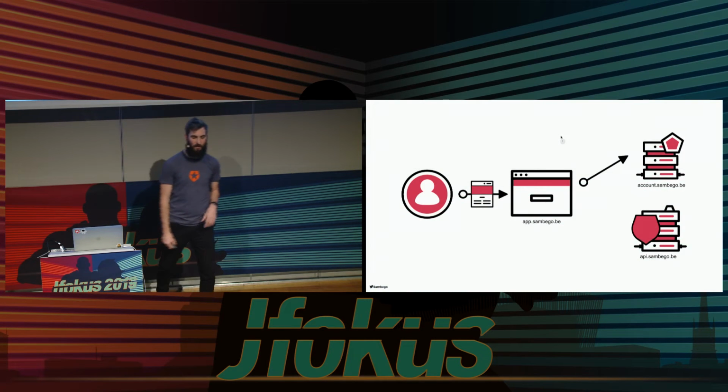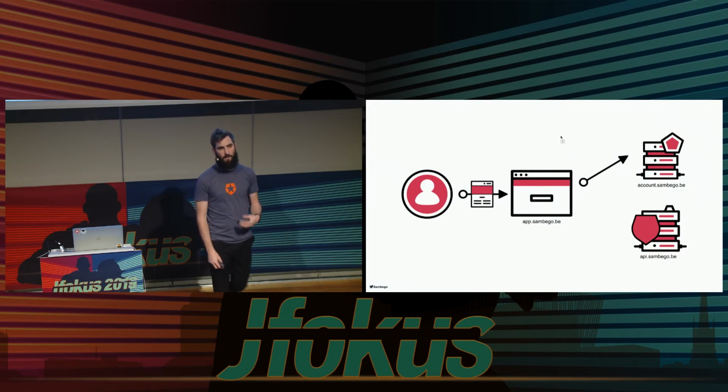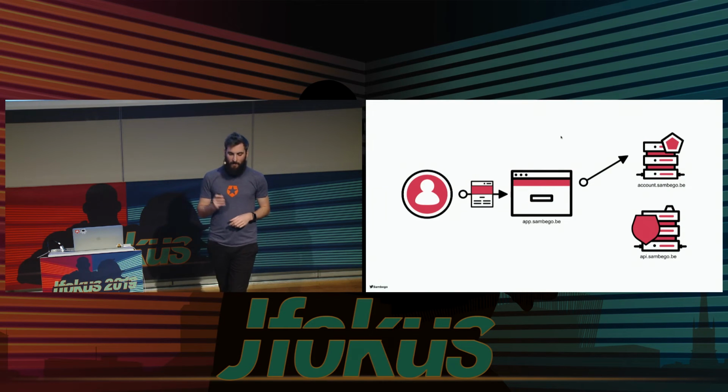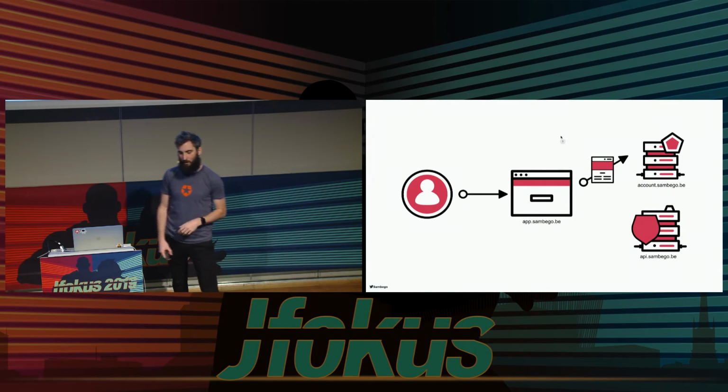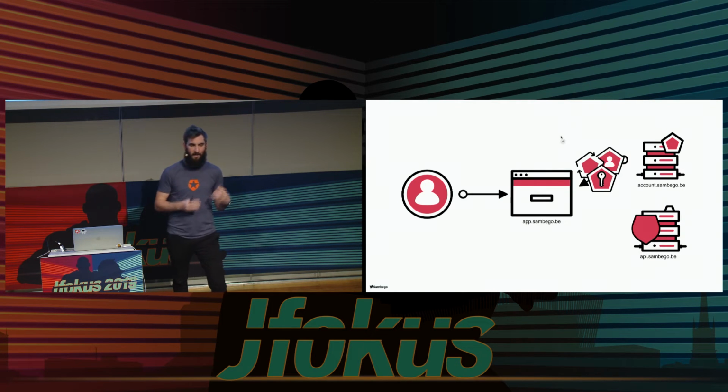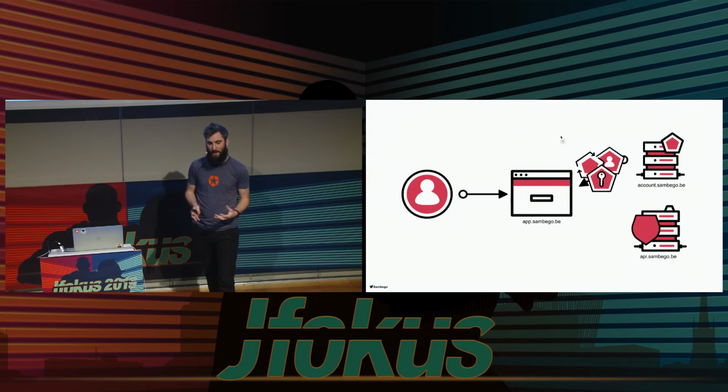So let's look at a simple example. You have a single web page, a single page application, and instead of having one server, now we have an authorization server, accounts.samego.be, and then our just regular API. We pass along some credentials to this authorization server. If they're OK, we get back an access token. But we also get back an ID token and a refresh token, because access tokens usually are short-lived, so they expire very fast. And if you want to get another access token, you can use a refresh token.